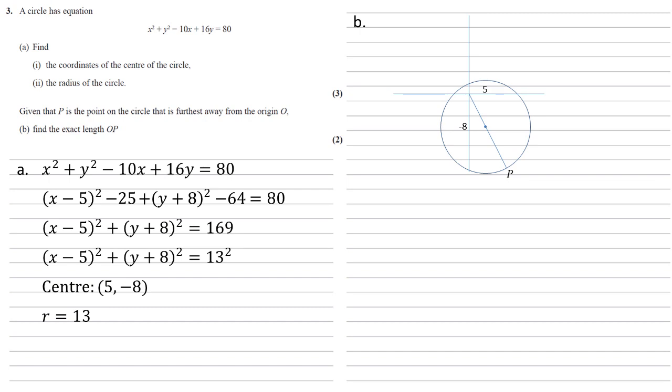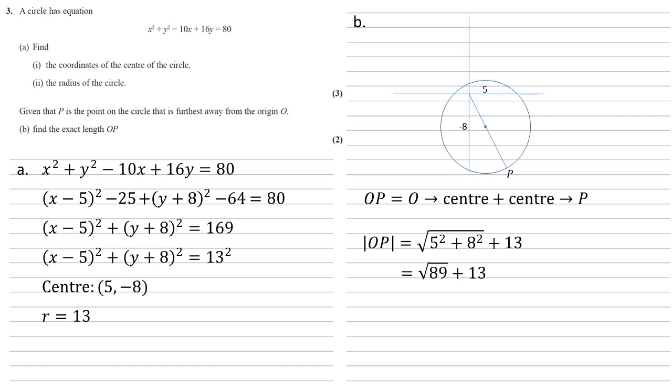To work out this distance, we're going to split that line into two parts. We've got the origin to the centre of the circle, and we've got the centre of the circle to P. Well, from the origin to the centre, we're going from 0, 0 to 5, minus 8. So that distance is going to be the square root of 5 squared plus 8 squared. And centre to P, well, that's a radius, which we've worked out is 13. So we're going to add that on. This all simplifies to root 89 plus 13. And we're asked to find the exact length, so we're going to leave it in that format.